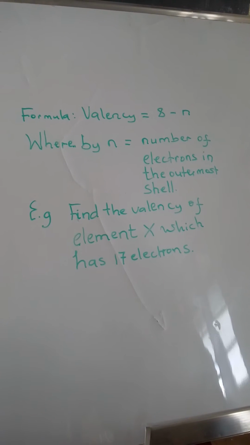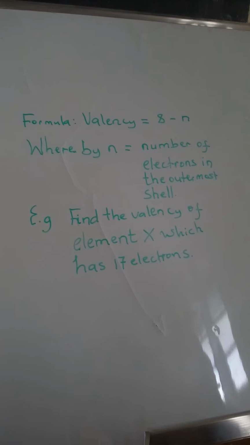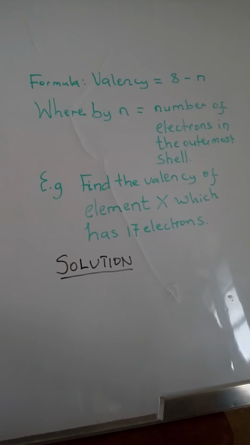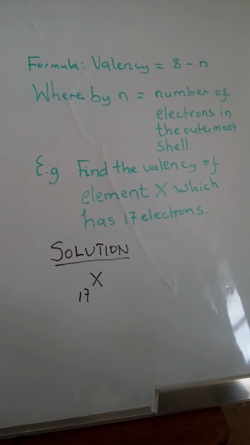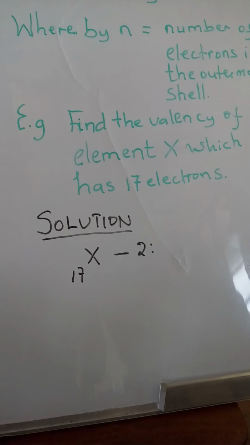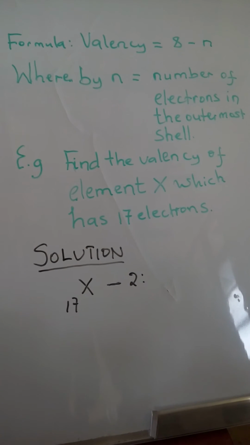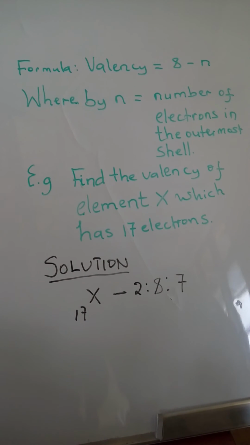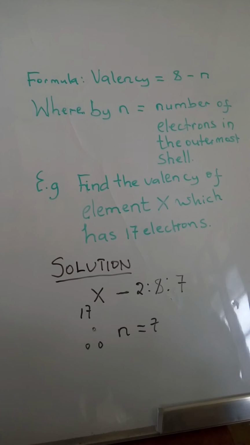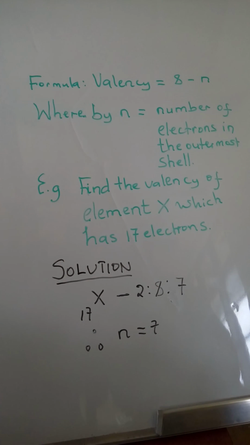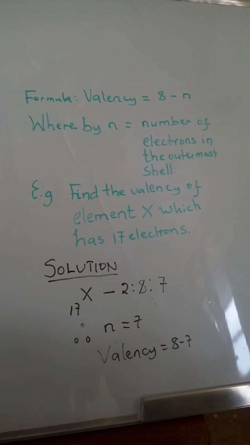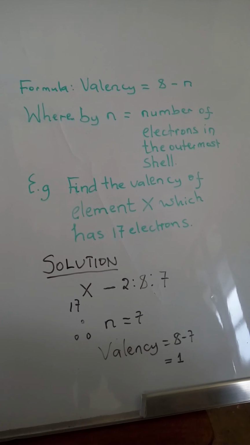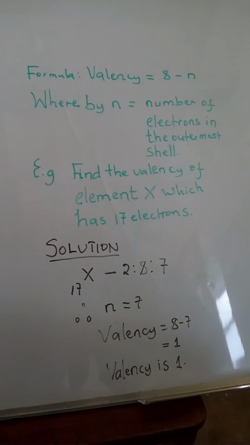For example, find the valence of element X, which has 17 electrons. Solution. Element X with 17 electrons has 2 electrons in the innermost shell, 8 electrons in the middle shell, and 7 electrons in the outermost shell. n is equal to 7. Valence equals 8 minus 7, which is equal to 1. Therefore, the valence of X is 1.